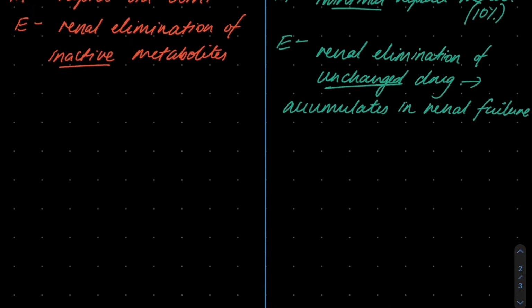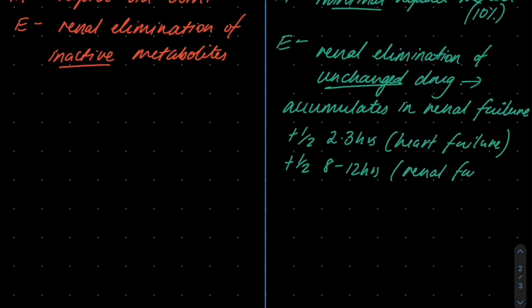So the half-life of milrinone is around 2.3 hours in heart failure, and this extends to about 8 to 12 hours in renal failure. And there are studies showing that it can extend to 20 hours plus if the patient is on continuous renal replacement therapy.